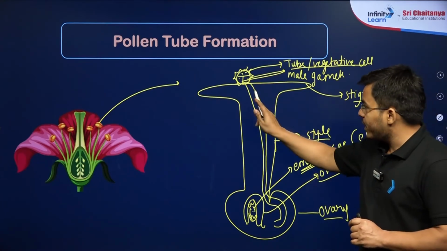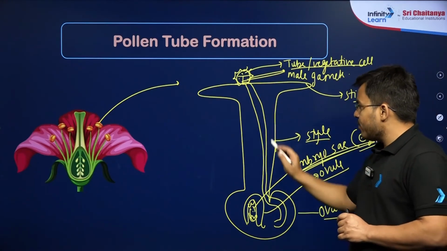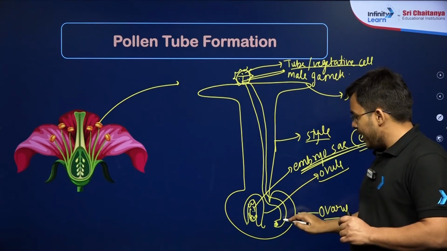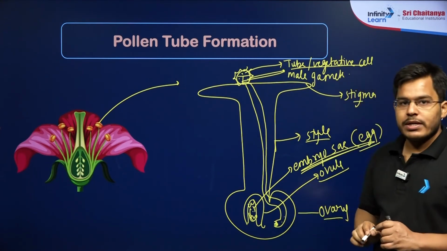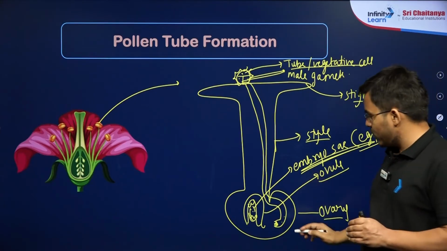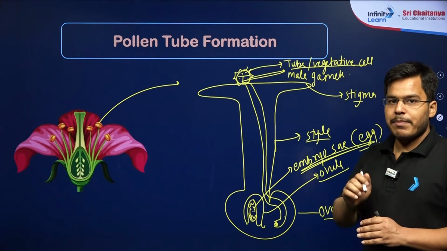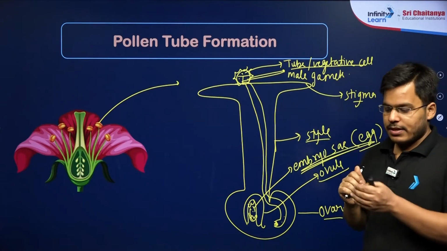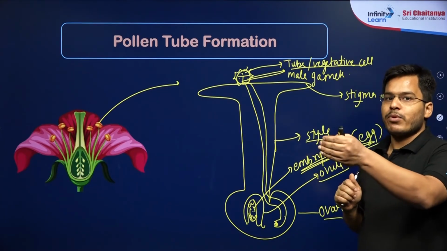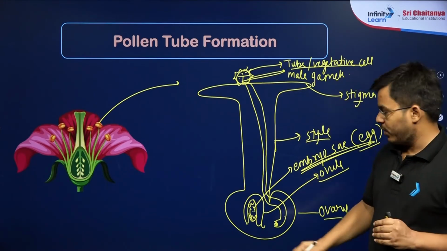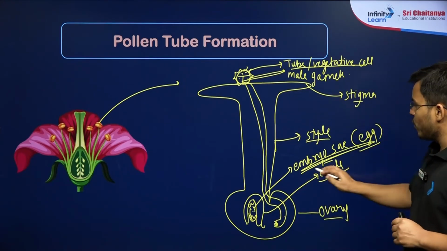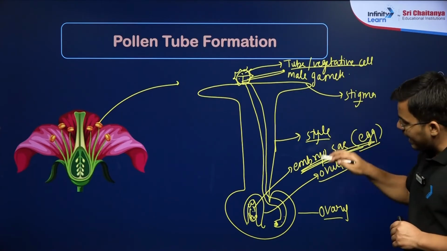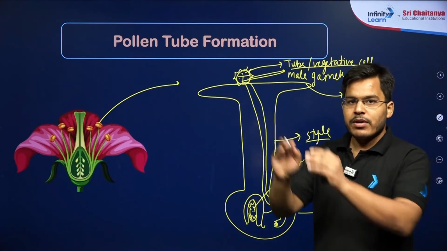This pollen tube is carrying, first of all, the tube nucleus that is forming the pollen tube, and this tube nucleus will be followed by the two male gametes. The male gametes just run behind the tube nucleus, and in front the tube nucleus makes the pollen tube and goes towards the ovule, to the embryo sac, where the egg is present. Through that part the pollen tube runs.